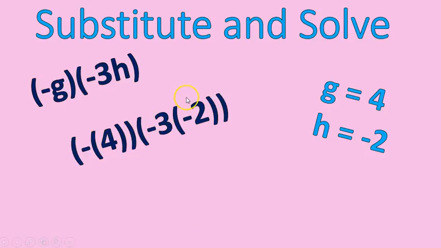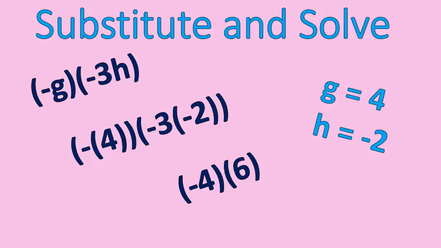Notice we're adding lots of parentheses when we do this. This is negative (3) times negative (2), because h is equal to negative 2. So it looks really complicated. Let's simplify things down. First off, negative times 4 gives us negative 4. And negative 3 times negative 2 gives us positive 6.